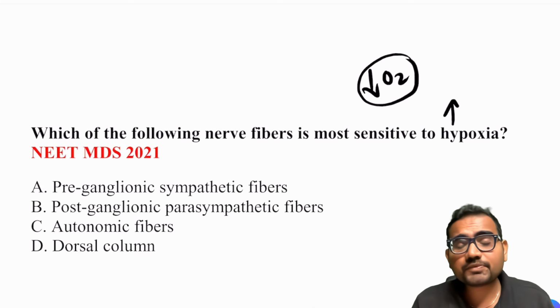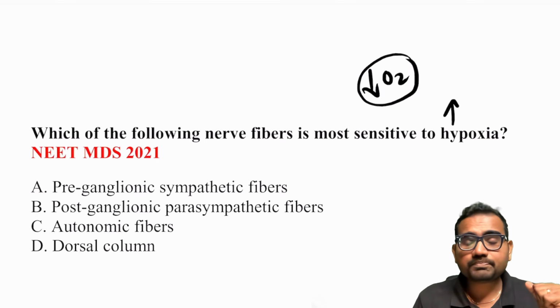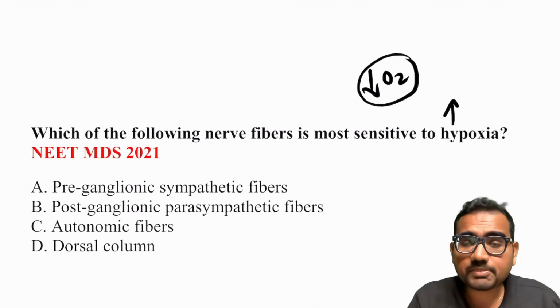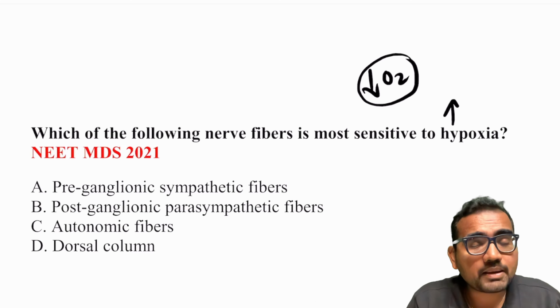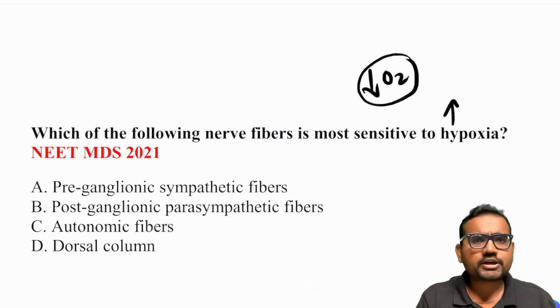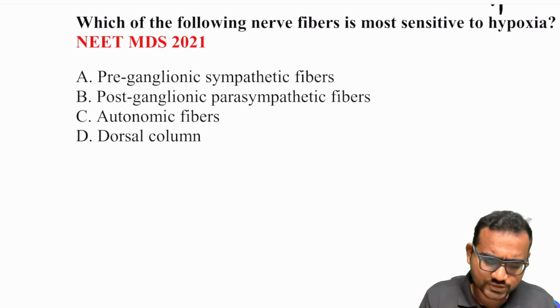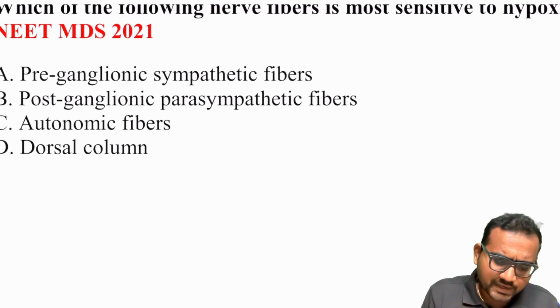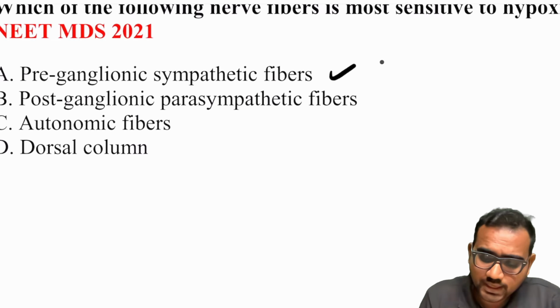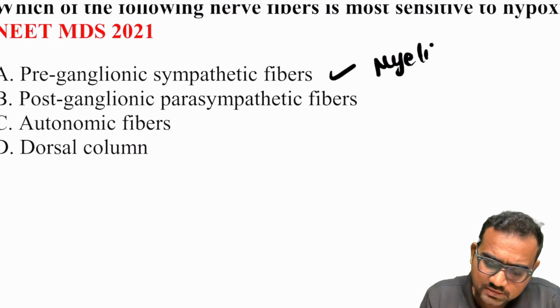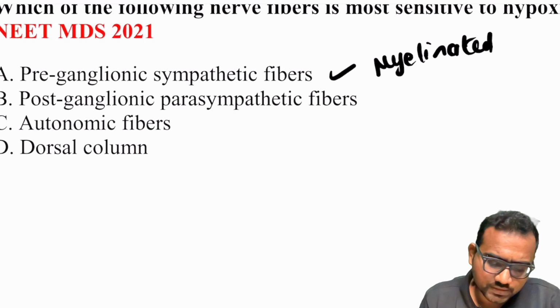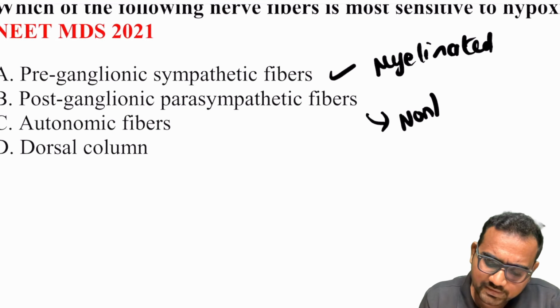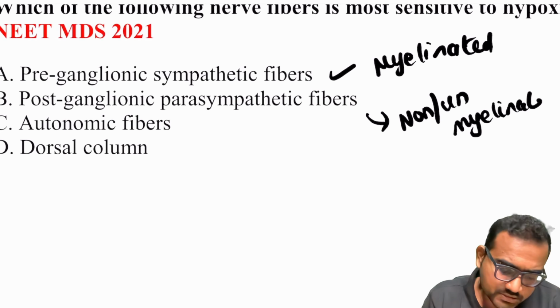So suddenly, if there is decreased oxygen, which in turn is going to result in decreased ATP production, am I going to get affected or not? Obviously, I'm going to get affected. So in that way, the preganglionic fibers are myelinated fibers. The postganglionic fibers are non-myelinated, or unmyelinated nerve fibers.